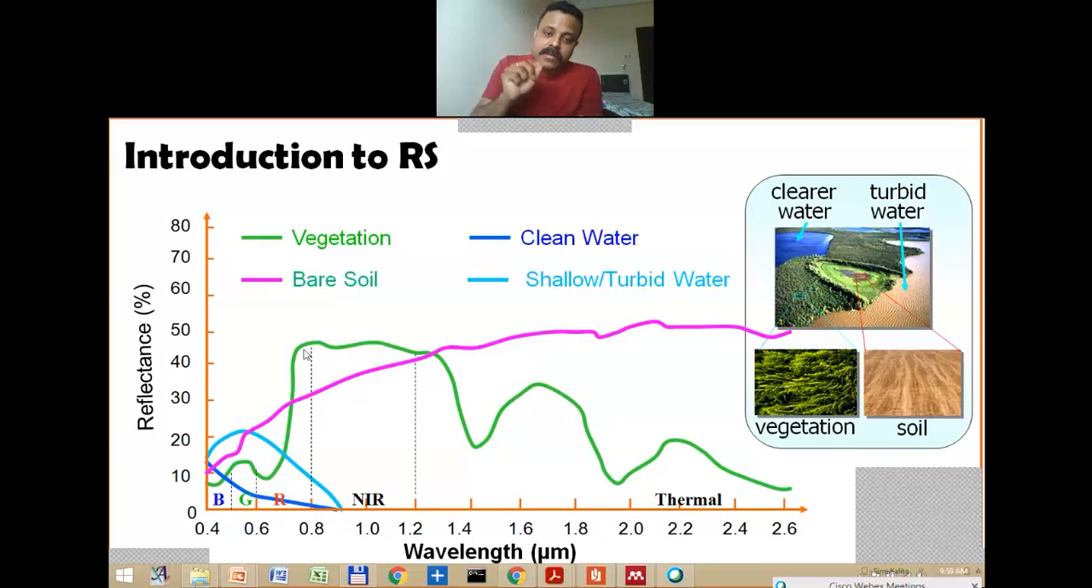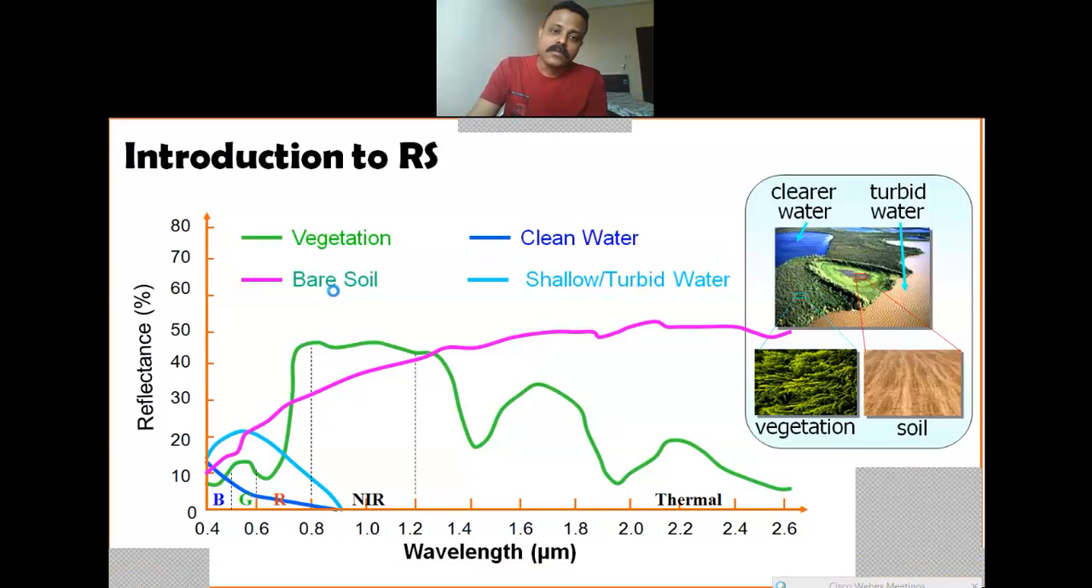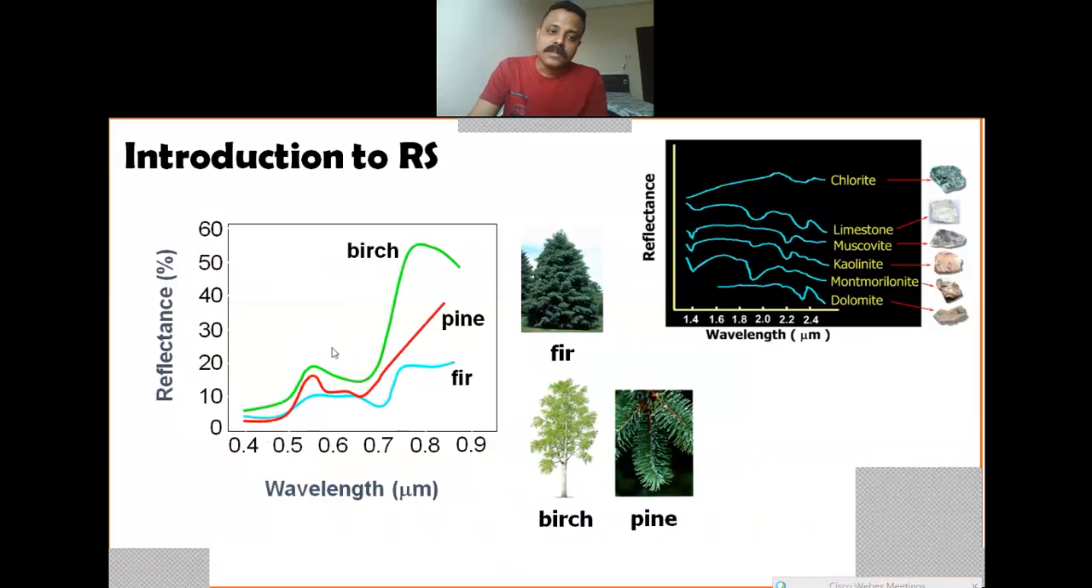So by knowing this signature, you can tell if this is vegetation, clean water, bare soil, or turbid water, and most importantly, within vegetation, whether this is a birch tree, a pine tree, or a fir tree, or if you are talking about different kinds of stones, whether this is chlorite, limestone, dolomite, or muscovite.